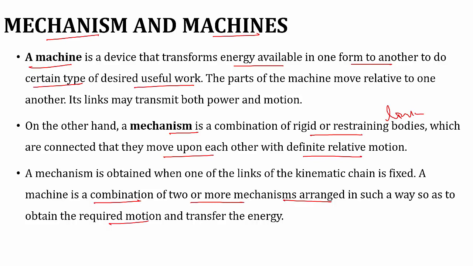Okay, so the links are assembled together to form a mechanism. The mechanisms are assembled together to perform a useful task, that is called a machine. So this is the relation between link and mechanism, then mechanism and the machine.